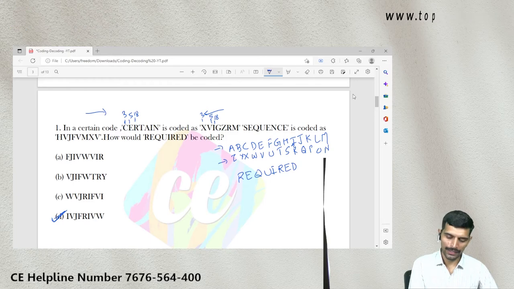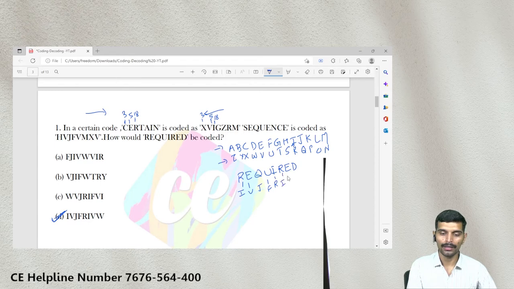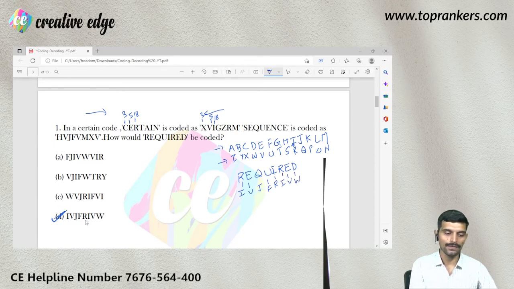Even if it is not there, we can exactly write the entire code for it. F I R R I E V D W I V J F R I V W. This is how alphabet to alphabet coding can be tracked.